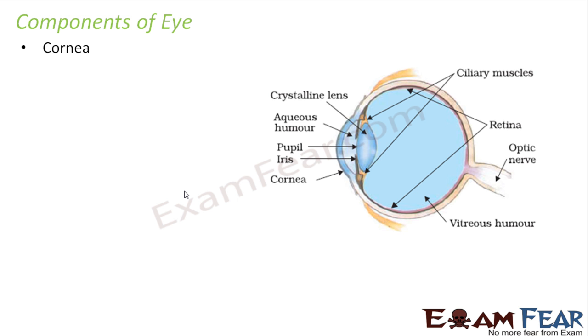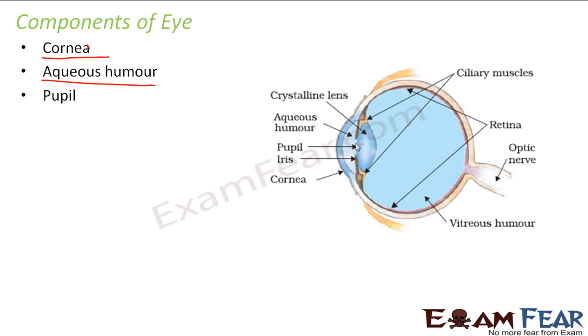We'll start from the outermost part. So first comes the cornea. As you can see in this figure, this is a side view of the eye. The cornea forms the outermost covering, as you can see here. This outermost covering which protects the eye is the cornea. As we go a little inside, there is a fluid called aqueous humor just after the cornea. So the cornea is the outermost covering which covers a fluid-like structure known as aqueous humor.